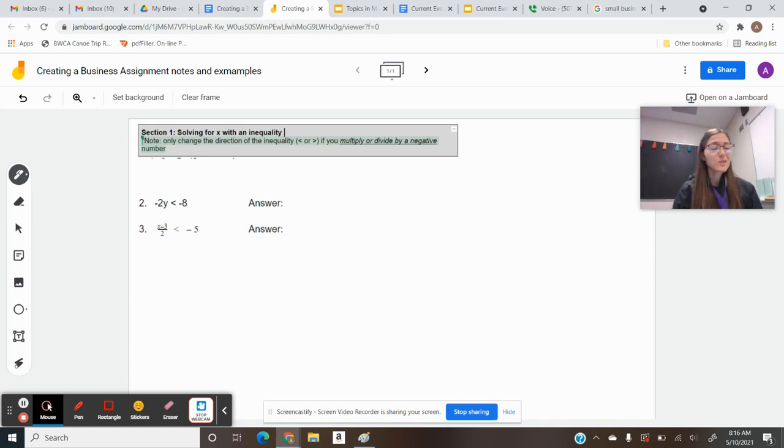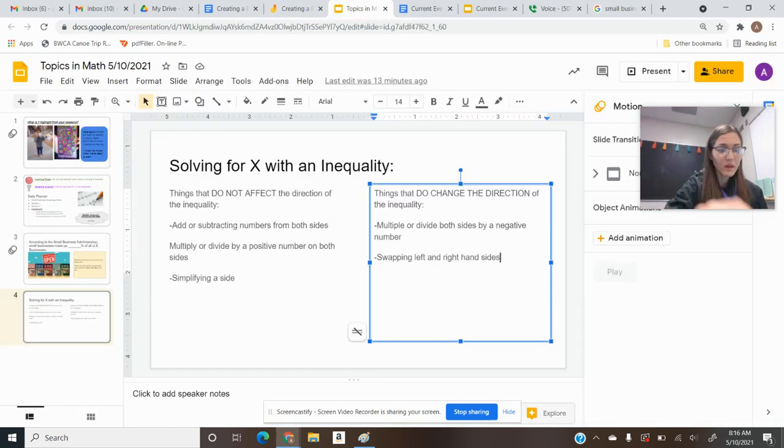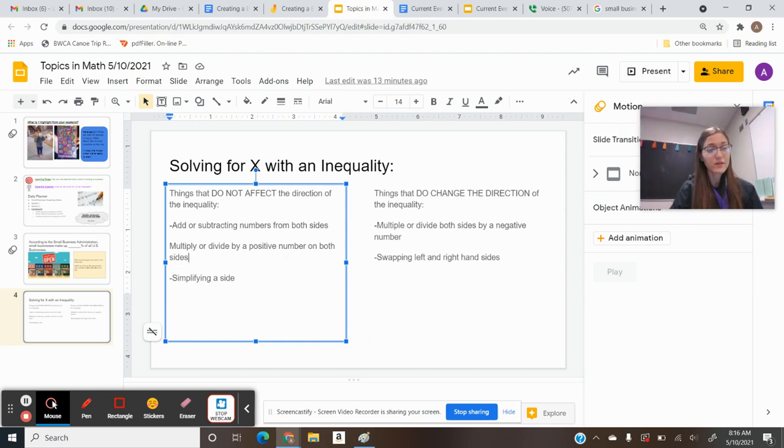Okay, so it's going to be exactly the same when you add or subtract numbers from both sides. The inequality is going to stay the same. When you multiply or divide by a positive number, it's going to be the exact same. If you simplify a side, like if you have to distribute to multiply, it's going to be the exact same. Here's when things change: when you multiply or divide both sides by a negative number, or if you swap left and right hand sides. But you're never going to do that. That's a preferential thing and it just doesn't make sense. So really only if you multiply or divide both sides by a negative number.